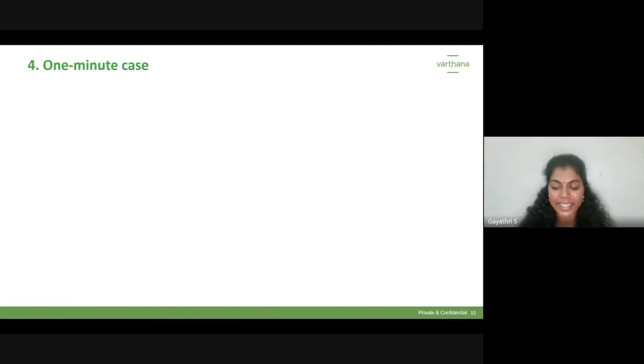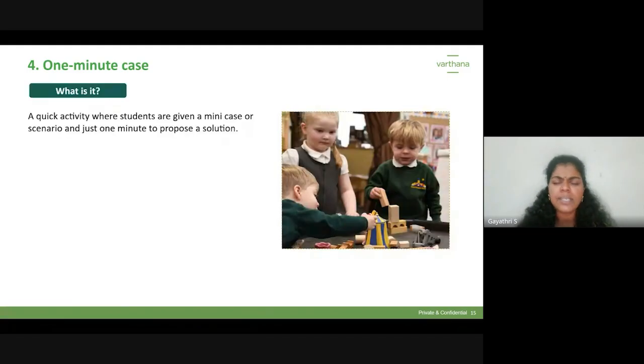This is the 1 minute case. As the name suggests, it's a very, very quick activity. You don't have much time, but you just want to make the entire classroom very interactive. What you'll do is give a very small case or scenario, and give 1 minute for them to propose a solution, right? It can be a doable, possible or impossible solution. That doesn't matter. But they have to think and come up with a solution.